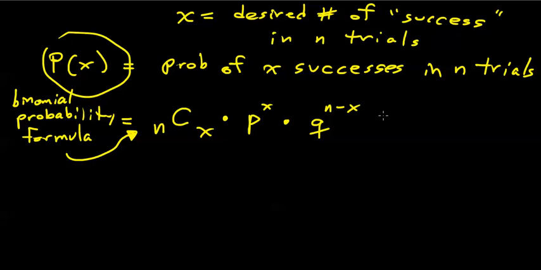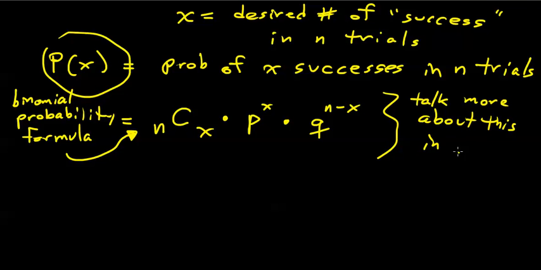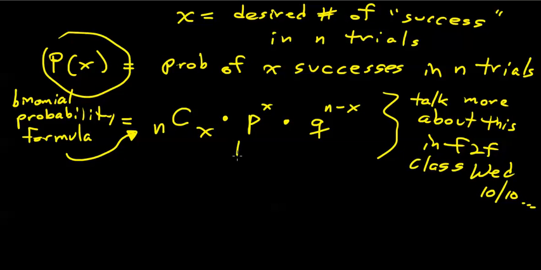And this is really the number of ways to arrange x successes and n minus x failures. Alright, I'm going to talk more about this in the face-to-face class. Let me write that down. Talk more about this in the face-to-face class Wednesday. It's Wednesday, October 10th. Alright, and talk a little bit more about how we develop this.